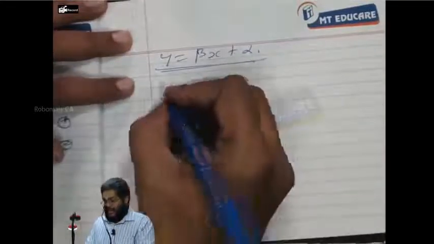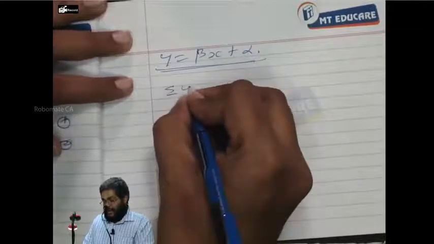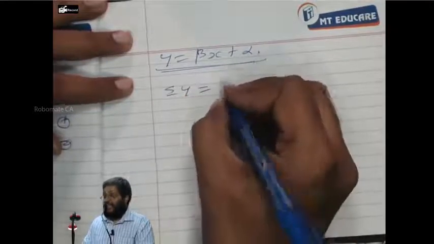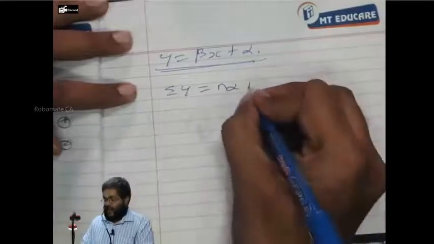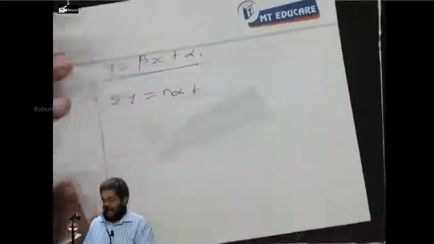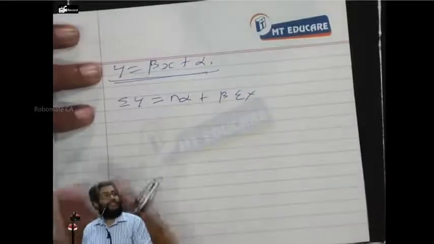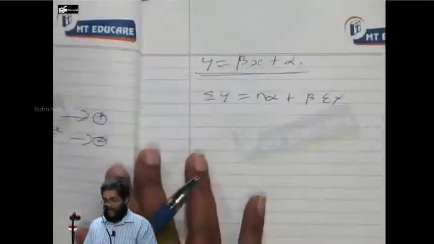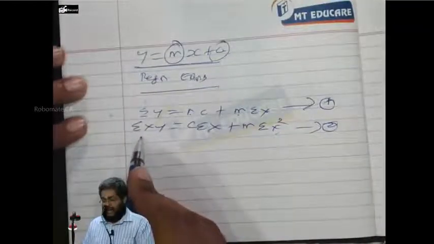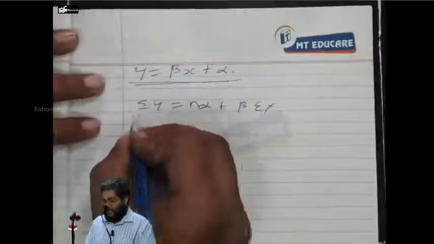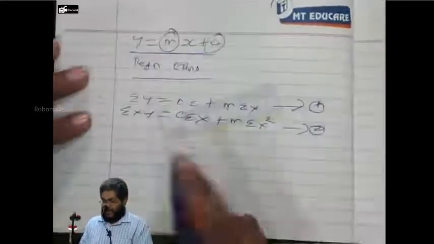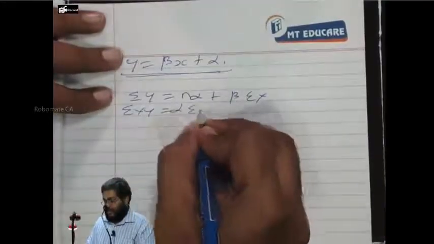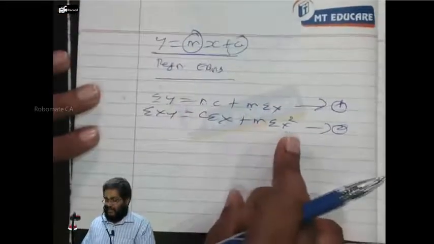Now, if you all remember, we have to find out beta and alpha. Tell me the regression equation. Sigma y is equal to nc, now n alpha plus m sigma x, which is beta sigma x. You know, it's the first equation. M is beta and then sigma x, m beta sigma x. Yes or no? Now, tell me the second equation. Sigma xy is equal to, can I write here? C sigma x means alpha sigma x. We'll have alpha sigma x plus, next is what? M sigma x squared means beta sigma x squared.